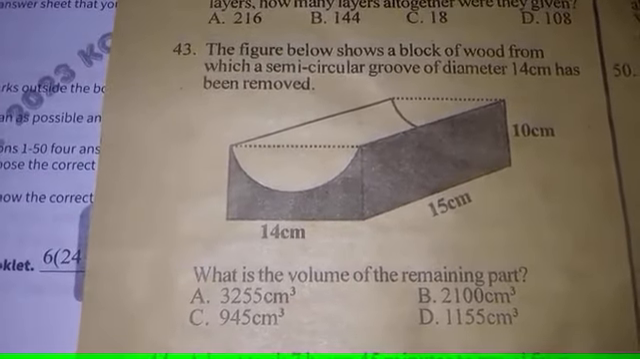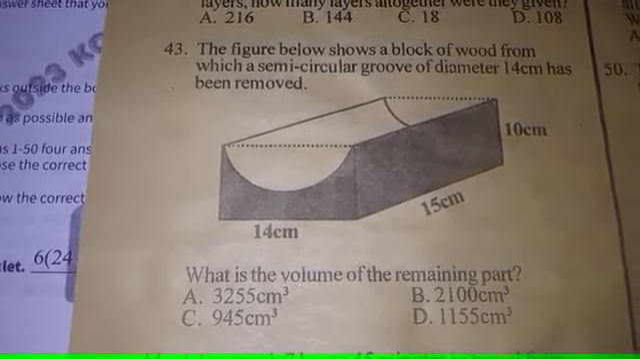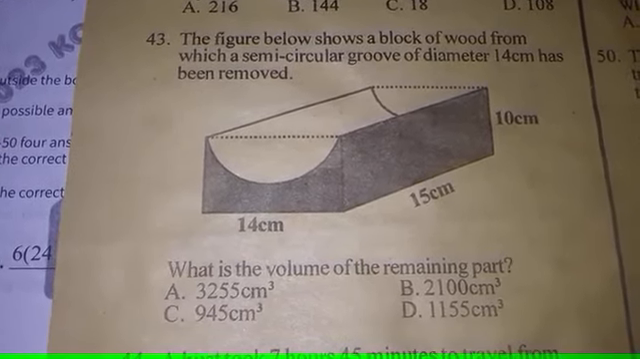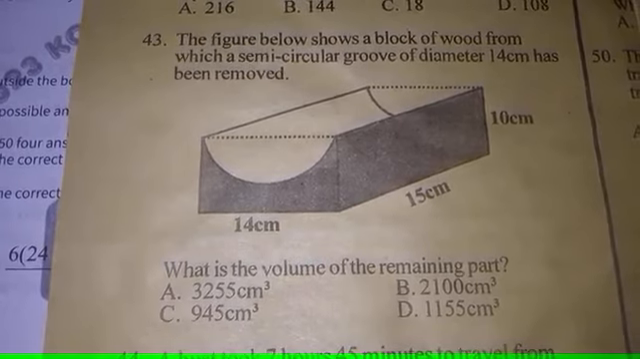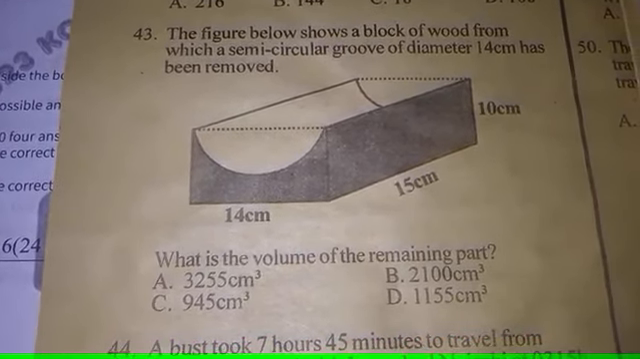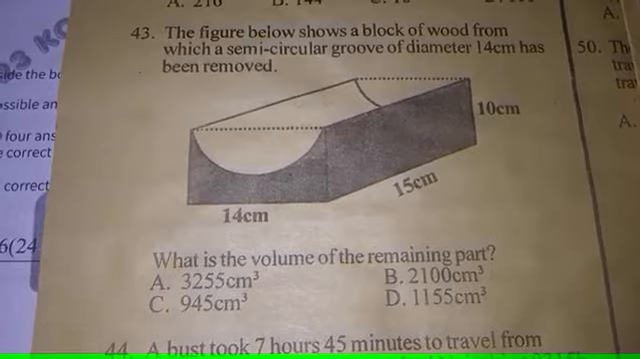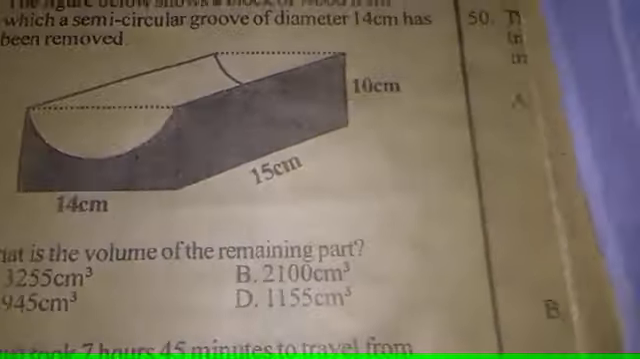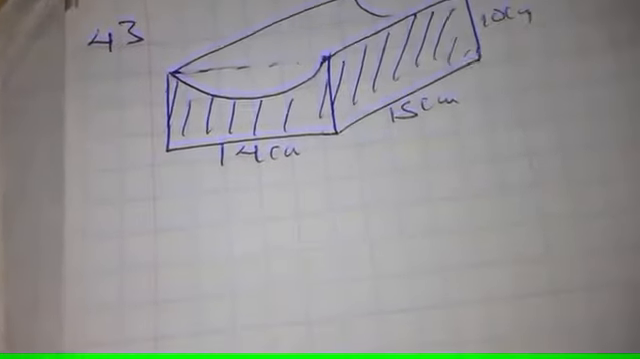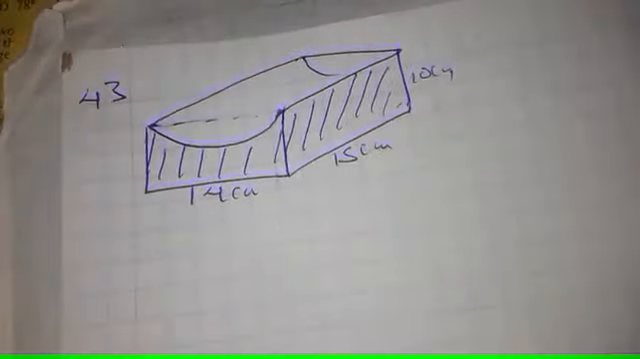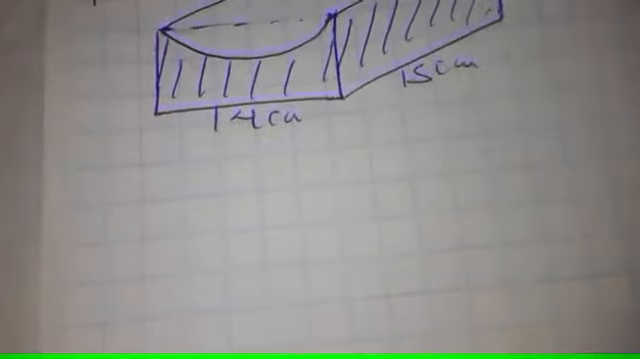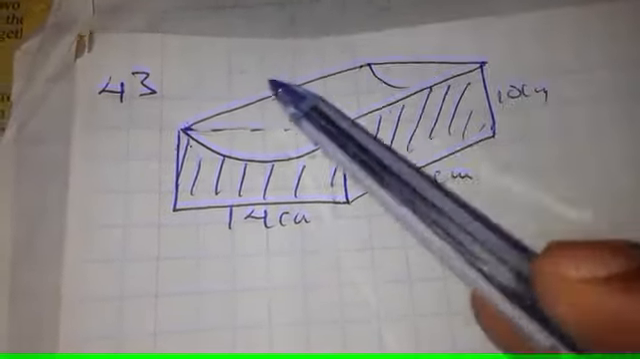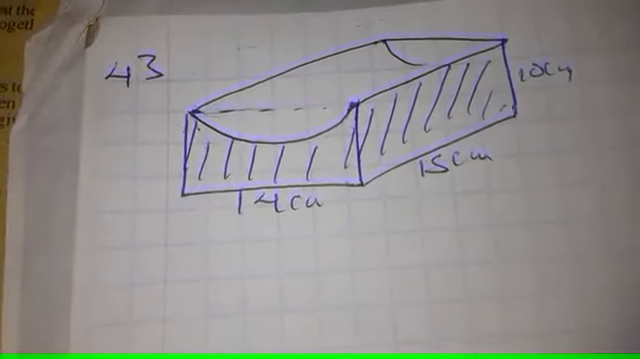Number 43. The figure below shows a block of wood from which a semicircular groove of diameter 14 centimeters has been removed. What is the volume of the remaining part? So we have this, the block of wood, and then this semicircular groove, this part over here has been cut out.